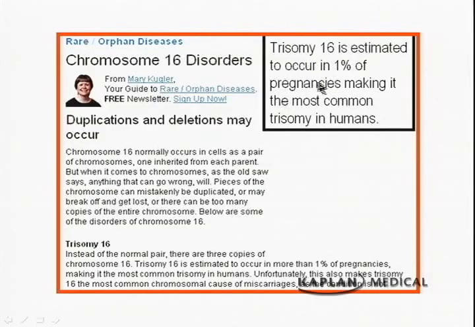Another very frequent early pregnancy aneuploidy is trisomy 16. So when we look at early pregnancy losses, it is Turner syndrome and trisomy 16.